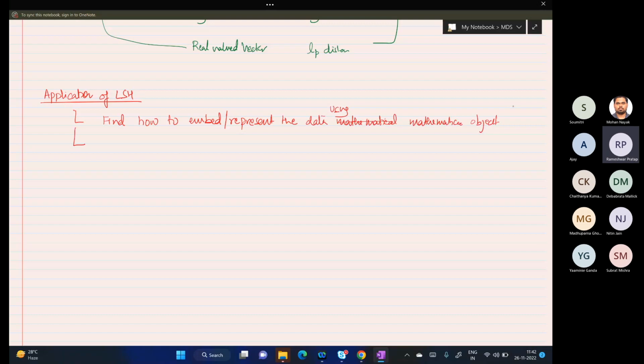Then basically, what is the underlying similarity measure that is capturing the semantic similarity, right? That is capturing the semantic similarity.